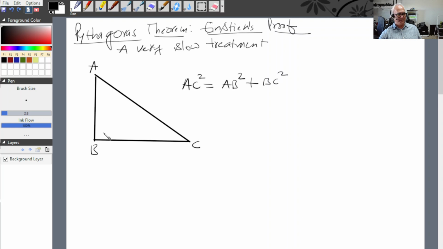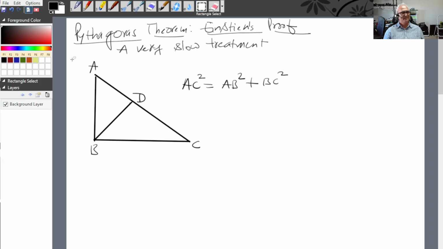So the first step is that we draw a perpendicular from the vertex of the right angle to the hypotenuse. So now we have three triangles. So let me copy the triangles so that we can visualize the three triangles separately.